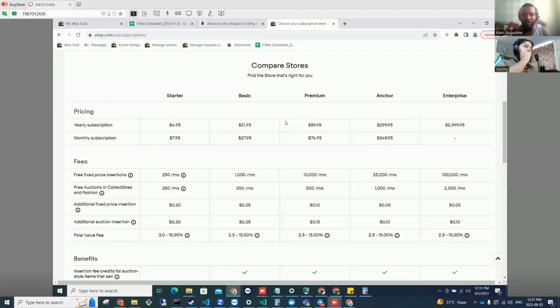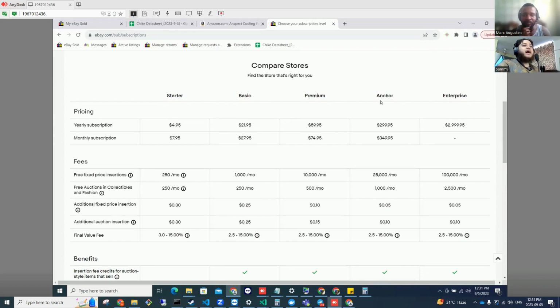But first, there's a starter that I think no one should really start on, because it's only 250 listings. I don't need a bulk lister to list 250 listings. You definitely want to start with the premium store, and then as you grow and see more income, move up to the anchor store and then the enterprise store.